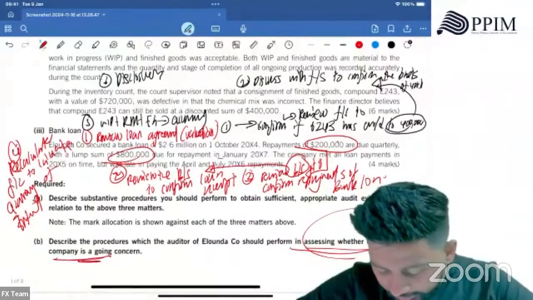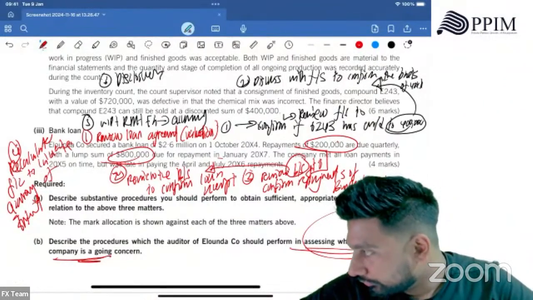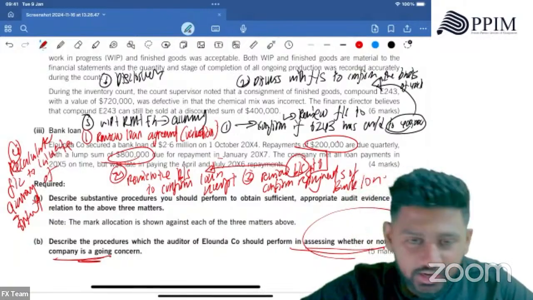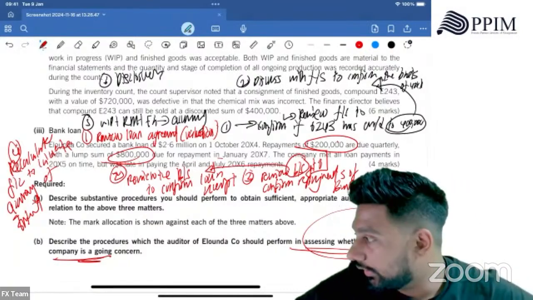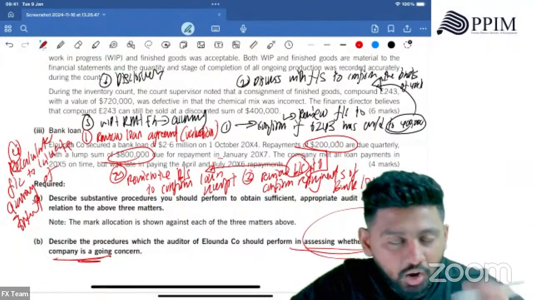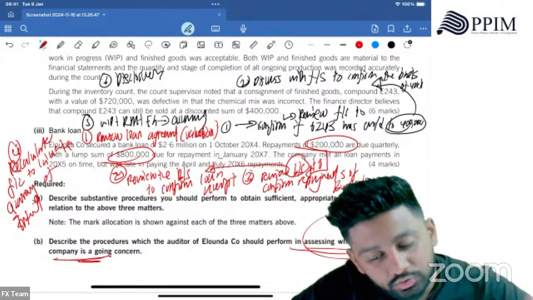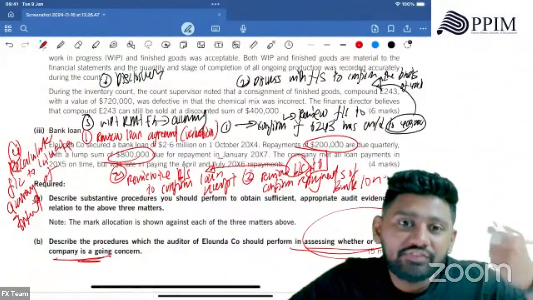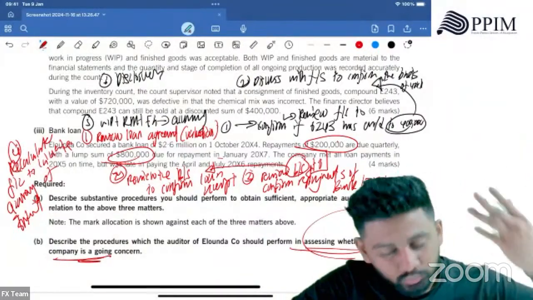Describe procedures which the auditor of each should perform to assess whether or not the company is a going concern. Review the company's cash flow forecast to ensure future cash inflow and outflow. Okay. Abdullah says, okay, let's review the company's cash flow forecast to understand how their cash is being managed. Do they have enough inflows? Do they have enough outflows for us to understand? Do they have enough cash to meet their expenses and the liabilities? So that is one thing that you can do.